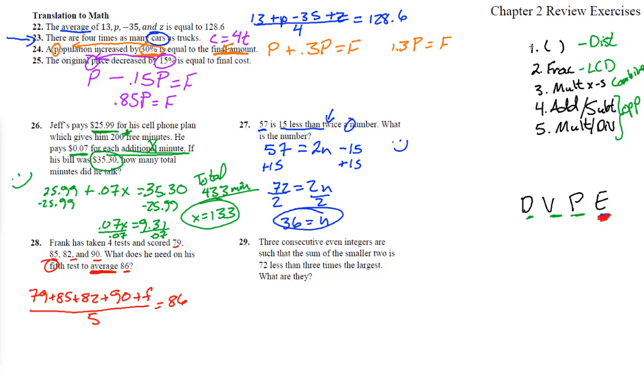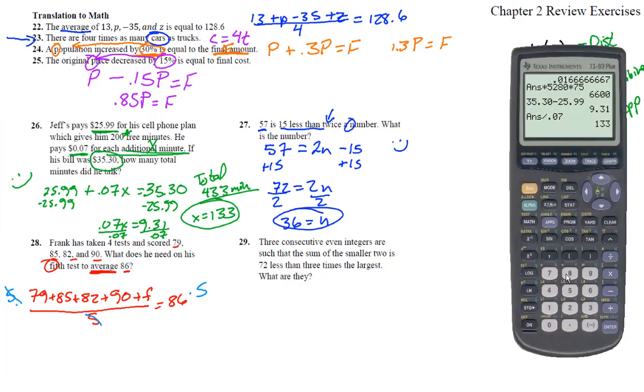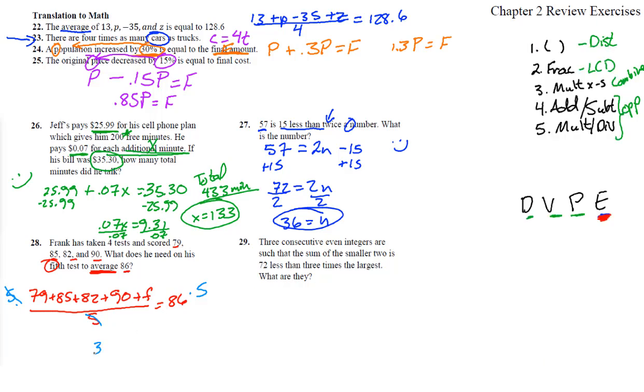Let's do it. Do we have any parentheses? No. Do we have any fractions? We do have a fraction. Let's get rid of that 5 by multiplying both sides by 5. Now notice on the left-hand side, when we multiply by 5, it goes away. It's gone. And on the top, let's simplify those 4 numbers: 79 plus 85 plus 82 plus 90, and we get 336. So we get 336 plus f.